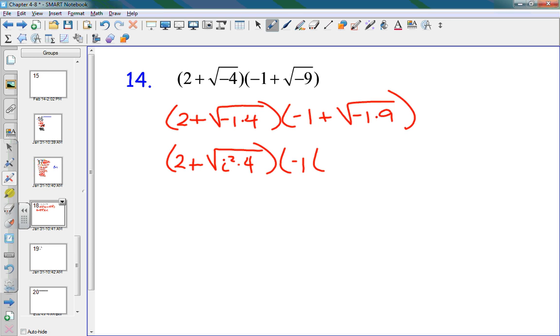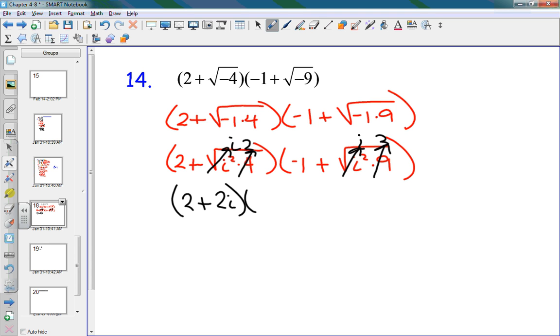This one over here is going to be i squared times 9. So what is the square root of i squared? i. What's the square root of 4? 2. What's the square root of i squared? i. What's the square root of 9? 3. So now what I actually have is 2 plus 2i times -1 plus 3i. Totally different problem, but now I know how to do it, because you can clearly tell it's just going to be a multiplication FOILing problem.